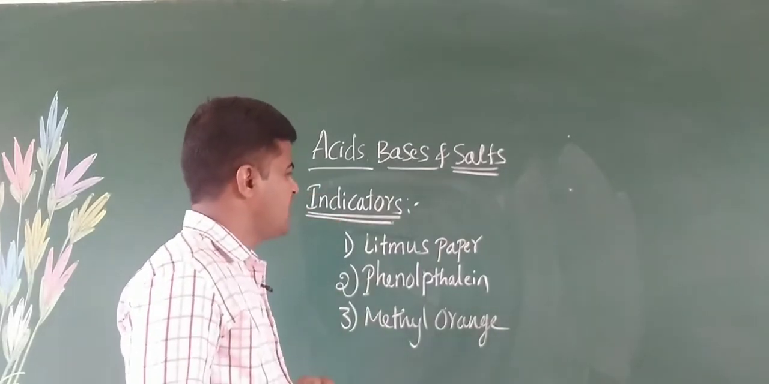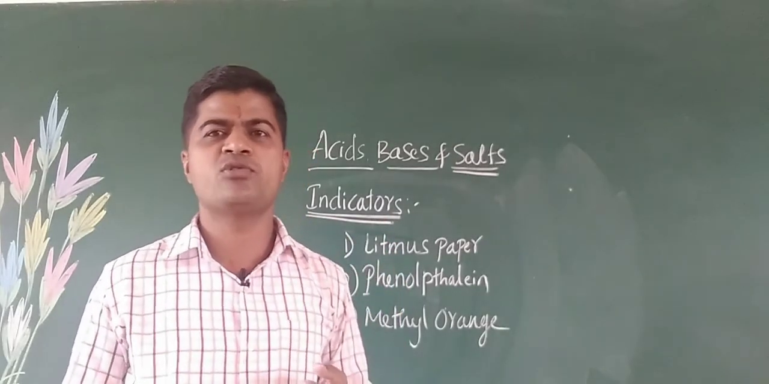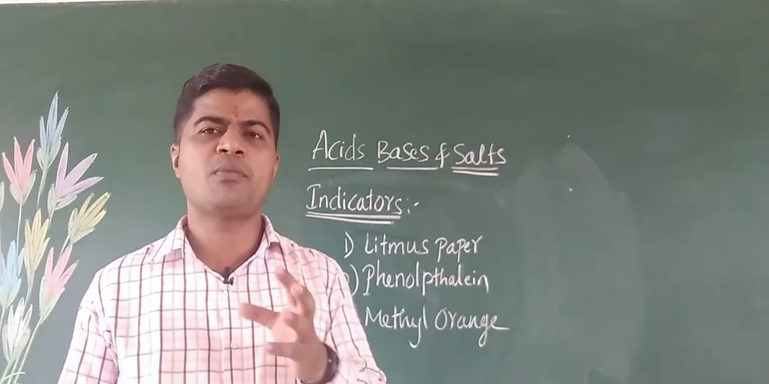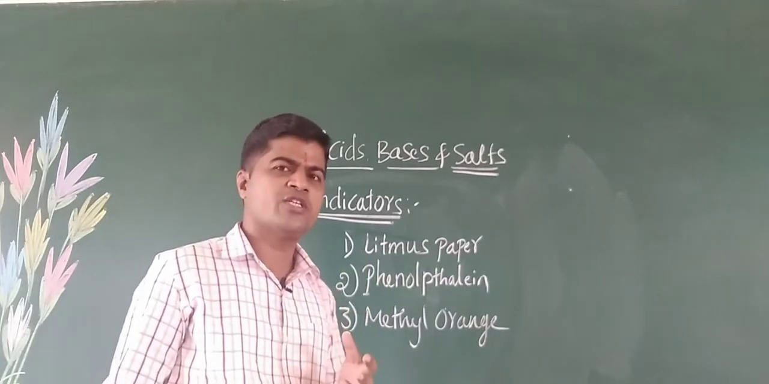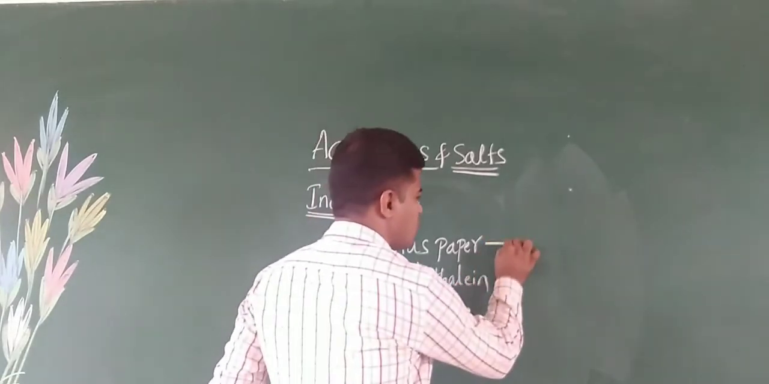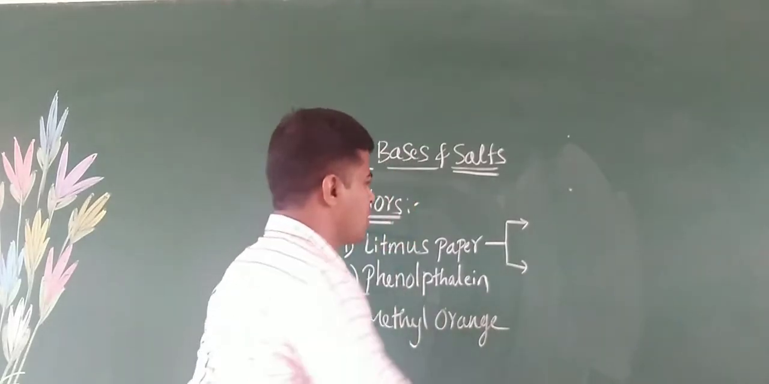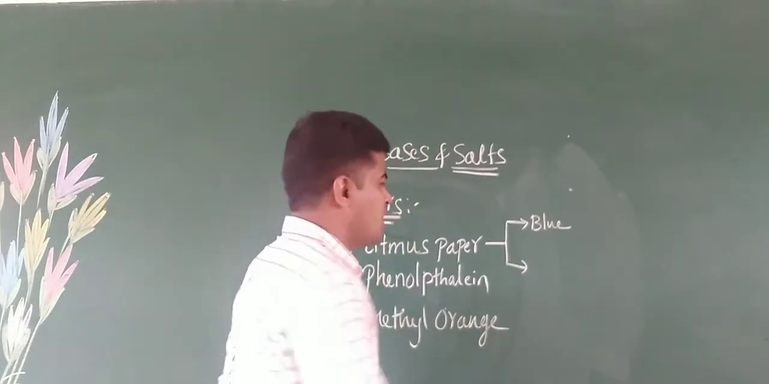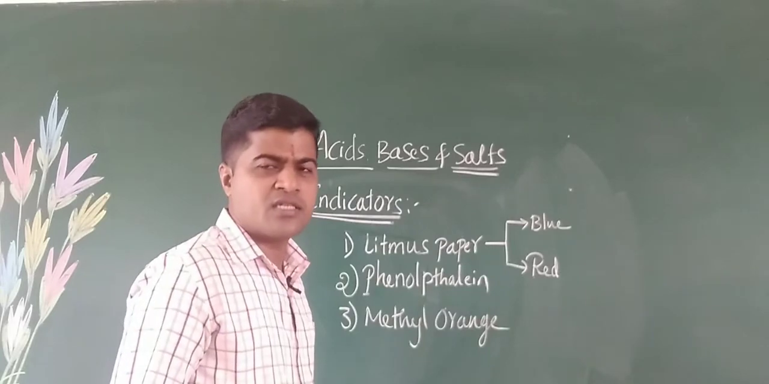Indicators, first one we will take litmus paper. I think everybody knows, even in 6th standard you might have studied about litmus and how it is prepared. It is prepared from the lichen. It's a purple dye which is prepared from the lichen, the combination of algae and fungi. There are two types of litmus papers. One is blue in color, we call it blue litmus. Another one is red in color, we call it red litmus.